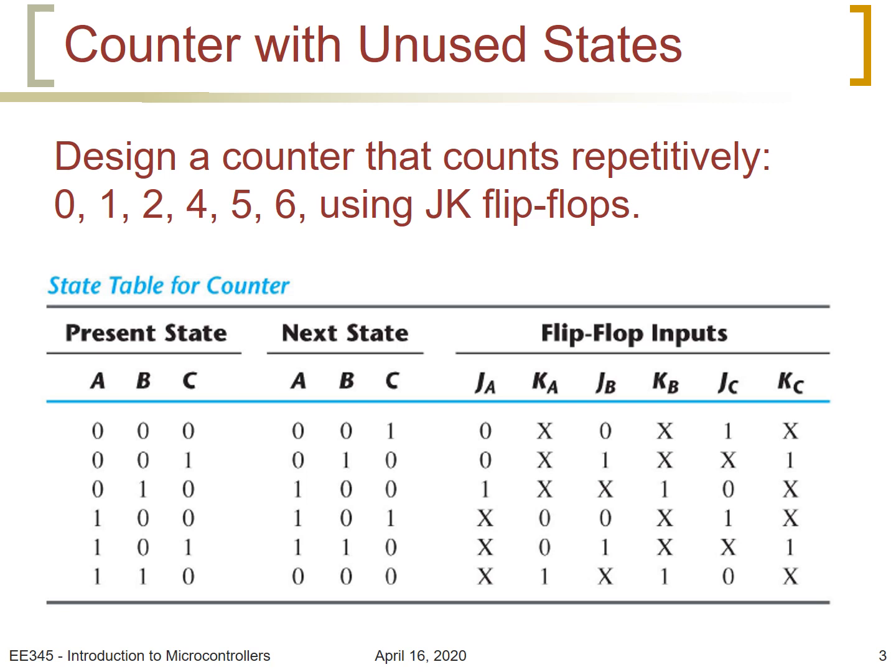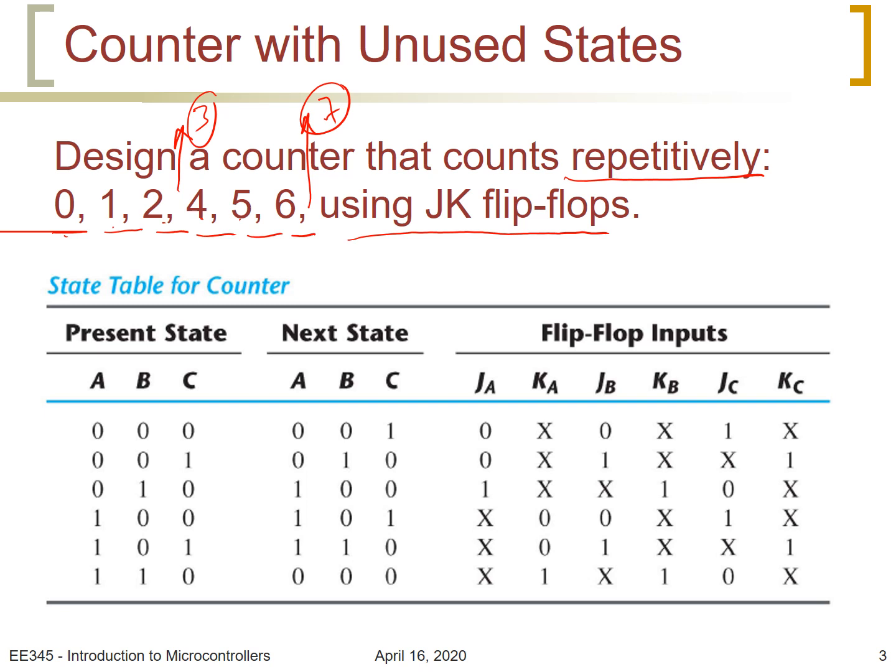Let's take an example. Suppose we would like to design a counter that counts repetitively the sequence 0, 1, 2, 4, 5, 6. And we want to do this using JK flip-flops. Of course, in this sequence, we notice that there are 2 states that are not used, which are 3 and 7, because the counter will count 0, 1, 2, 4, 5, 6, 0, etc.